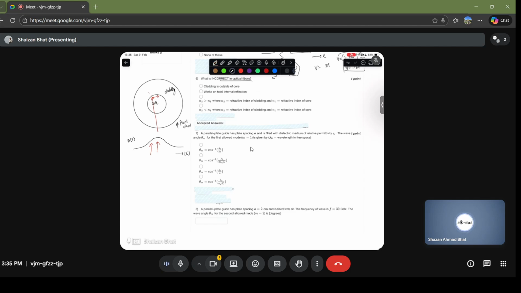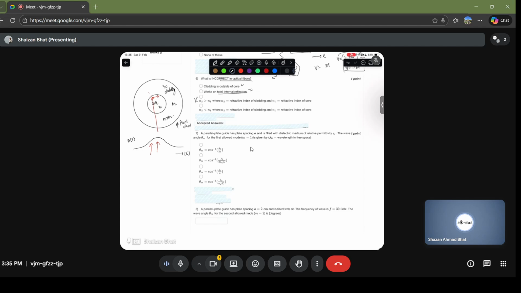And for that, you know that if this is the core and this is the cladding, then the refractive index of the core will be greater than that of the cladding. That means this is absolutely wrong. Cladding is outside of the core. That is correct.